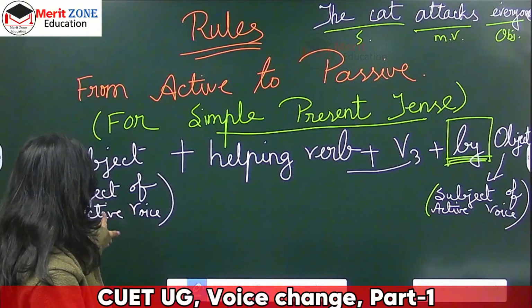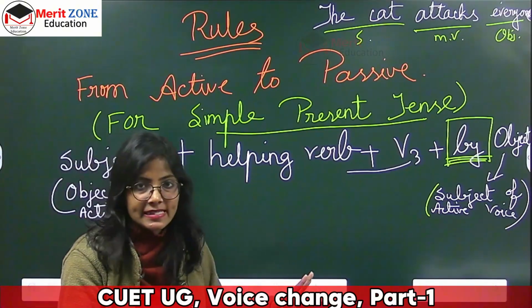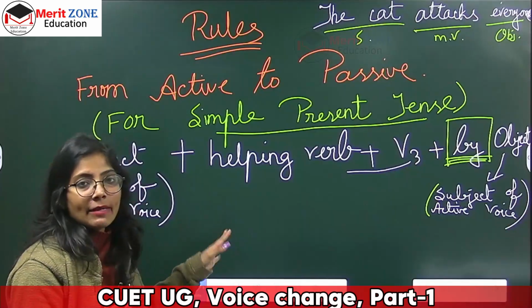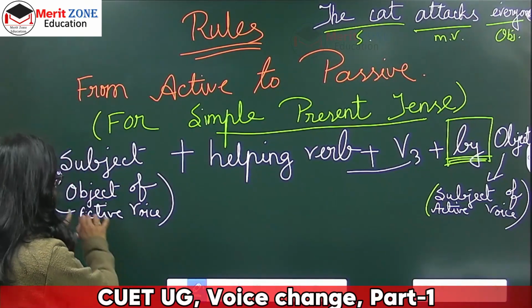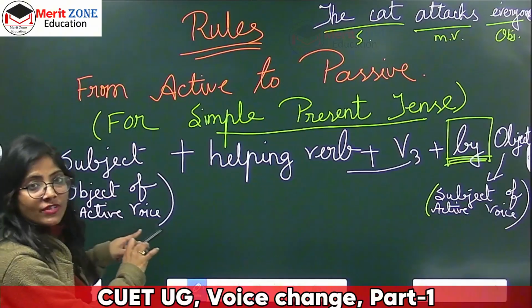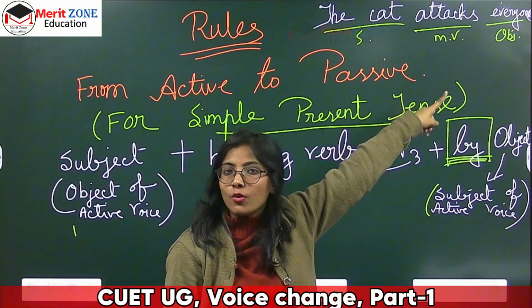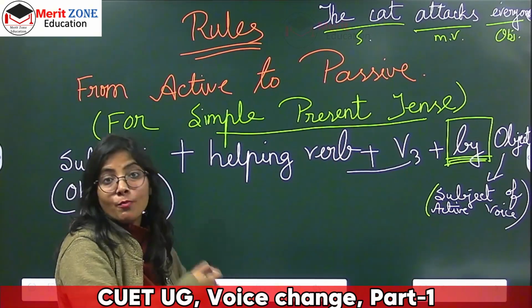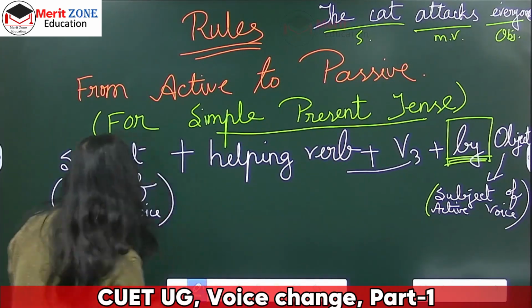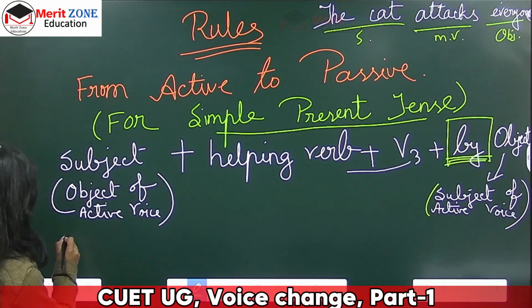Now, using this rule again, I'll change it very quickly, and it's very easy because the rule is still the same. You just have to put the things in its correct order. So, subject, which is the object of the active voice. Now, here in this sentence, who is the object? Everyone, right? So, everyone will be the subject in the new passive voice that we are going to make. So, here it is. Everyone.